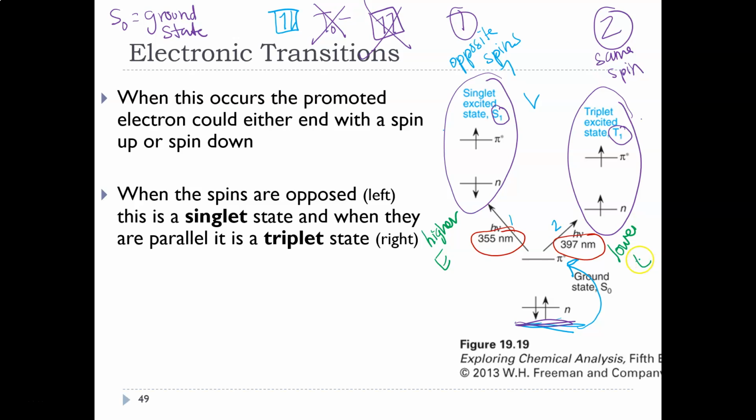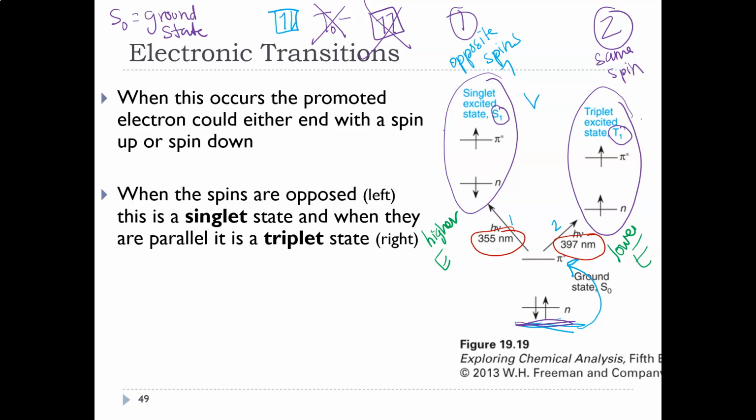Lower E. There. So longer wavelengths mean lower frequency. Lower frequency means lower energy. So it takes less energy, not easier, for something to become a triplet state. It takes more energy for something to become a singlet state.